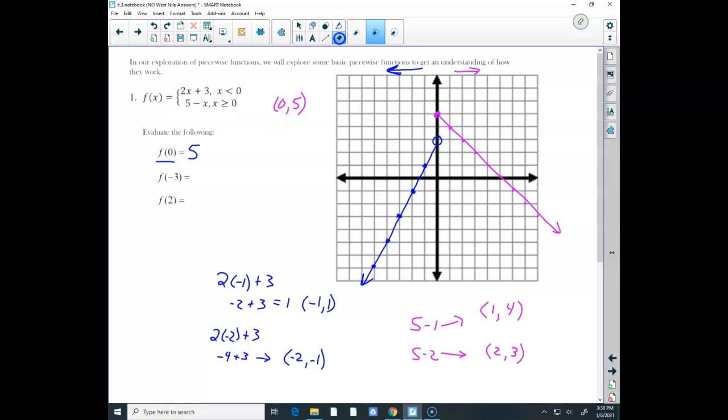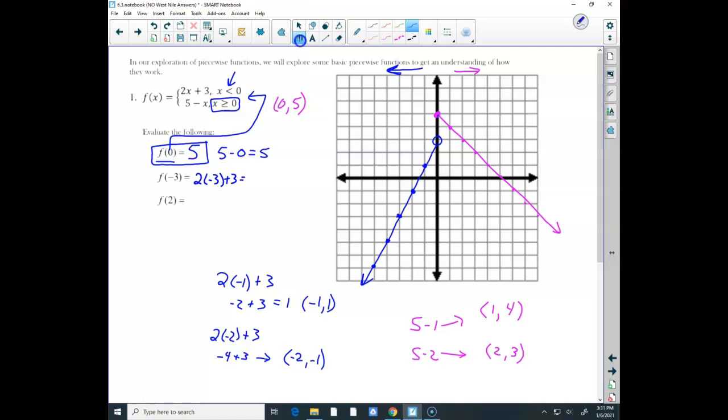Okay? Or I can say, hey, where does this domain value fall? Into the top piece or the bottom? Well, it includes 0, so I would put it in here, and I would say, what's 5 minus 0? Well, that's 5. That's why f of 0 is 5. I can say f of -3. Well, -3 is going to go into this top piece, so that means I'm going to say 2 times -3 plus 3. Well, that's going to give me -6 plus 3. That gives me -3. So f of -3 is actually -3.